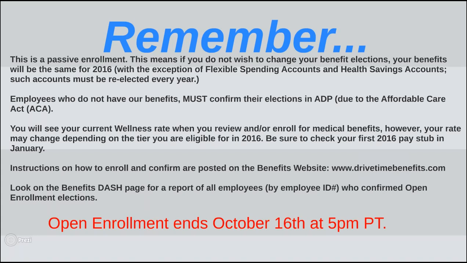Instructions on how to enroll, like Kendra just went over, are available on the benefits website, which is www.drivetimebenefits.com. And in order to confirm whether you did your open enrollment elections and that they went through, you can look on the benefits dash page during open enrollment for a report by employee ID of everyone who's confirmed their elections, and that will be updated daily. There are also reports for wellness steps and whether they've been received. So please remember that open enrollment will end October 16th at 5 p.m. Pacific time, so please don't wait until the last minute to make those changes.